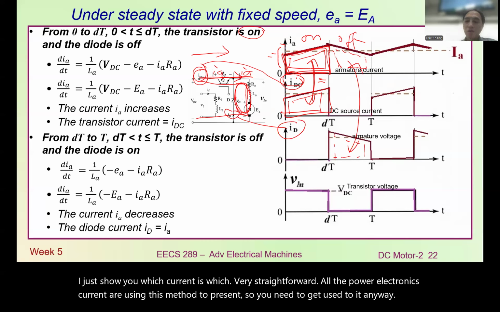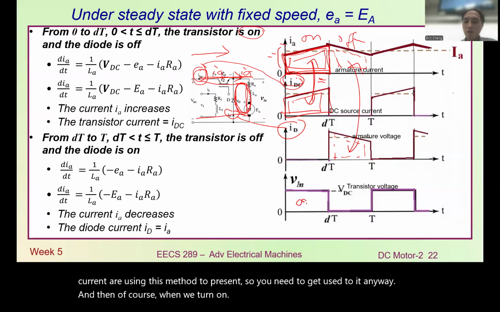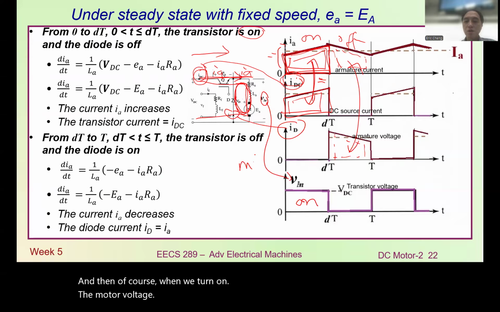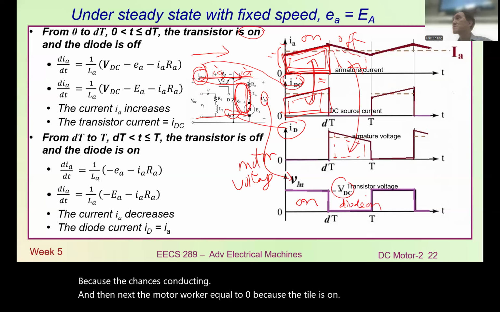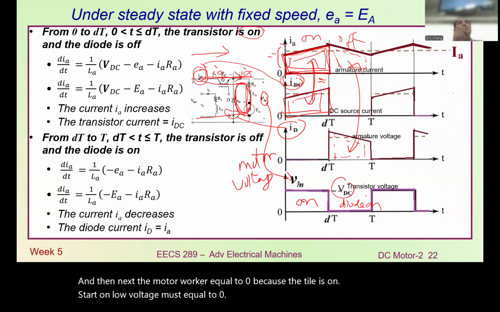And then, of course, when we turn on the motor, the motor voltage is equal to the input voltage because the transistor is conducting. And next, the motor voltage is equal to 0 because the diode is on. Diode on, so motor voltage must equal 0. So that's how we get the waveform.